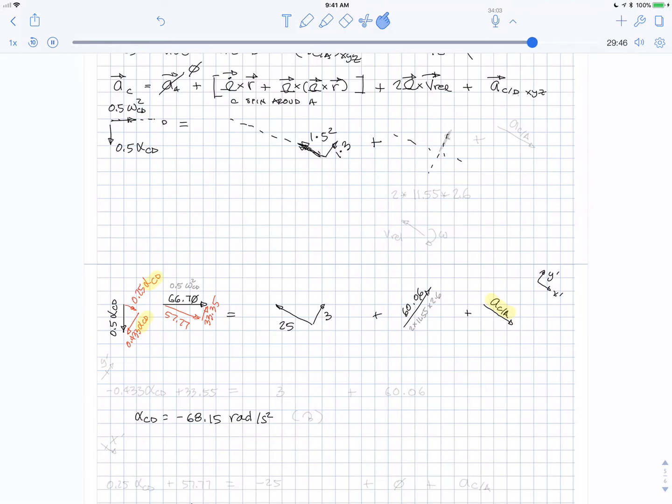perpendicular to the arm, and let's go ahead and figure this out right now. So it's 2 times the omega was 11.55, and the v relative was 2.6, and the directions were v rel was going up, and omega was going clockwise. So I am doing the right hand rule, and I get that it's going this way. Okay, so make sure you can do that.